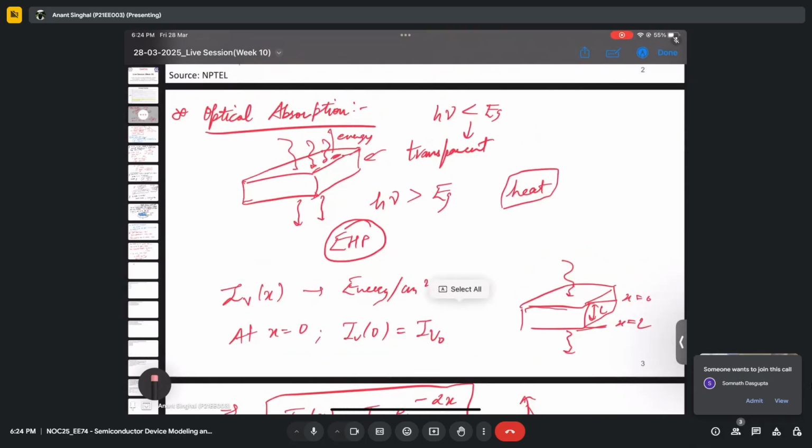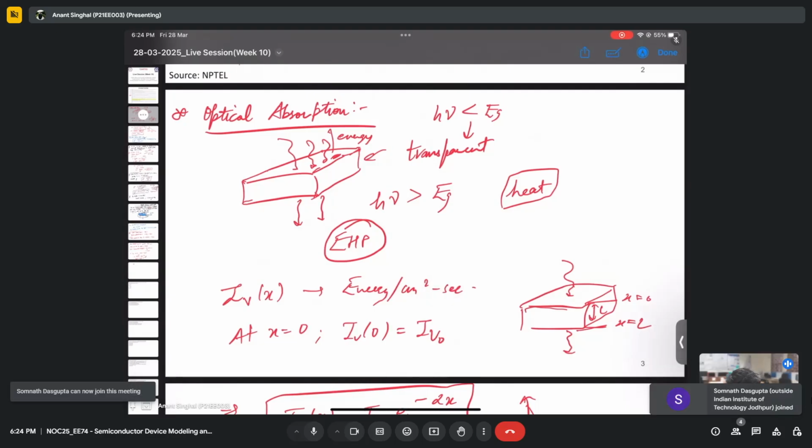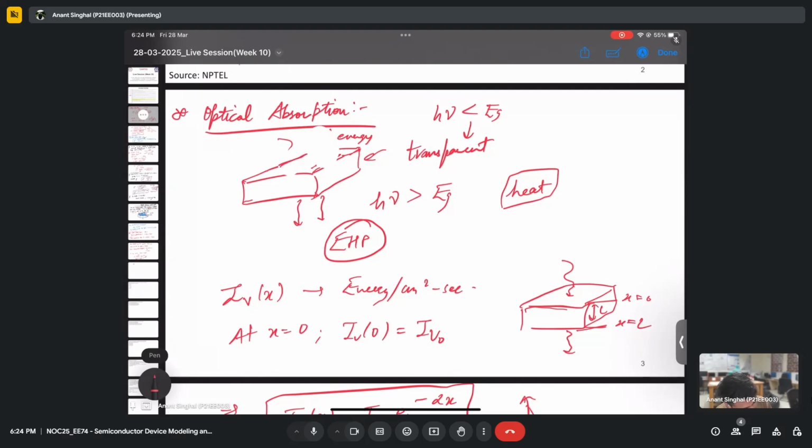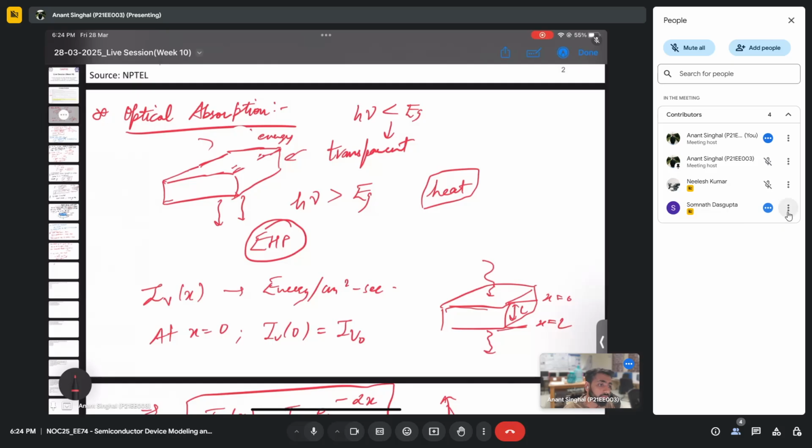So um, if the energy, or if the photon energy, if we are making it, wait, sorry, what is happening? Yeah, please mute whosoever it is. Okay, which you are there.